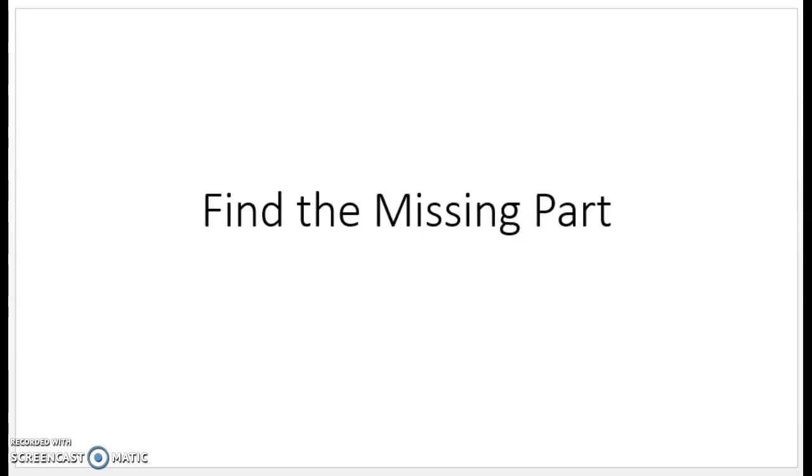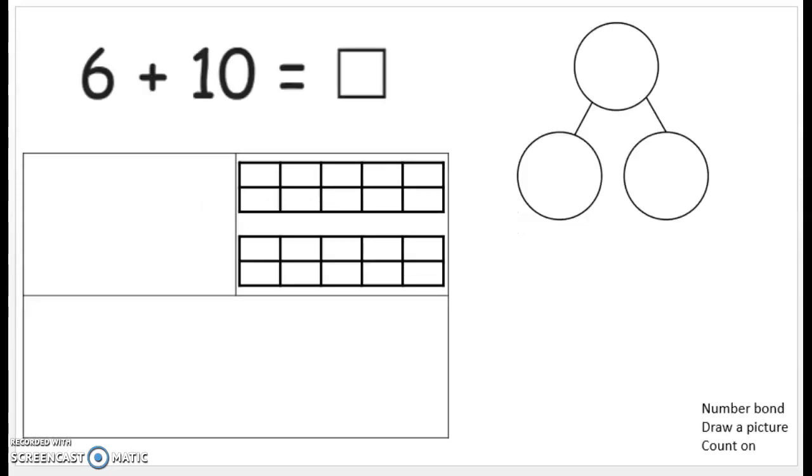Find the missing part. Let's take a look at 6 plus 10 equals blank. 6 and 10 are parts. What we are looking for is the whole.